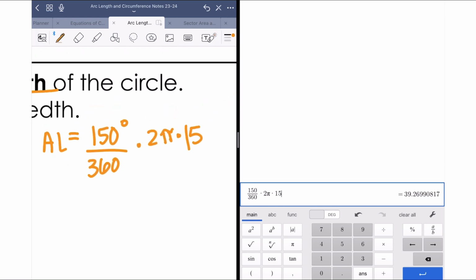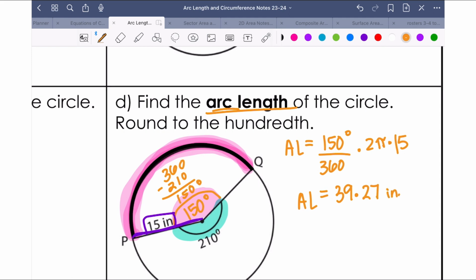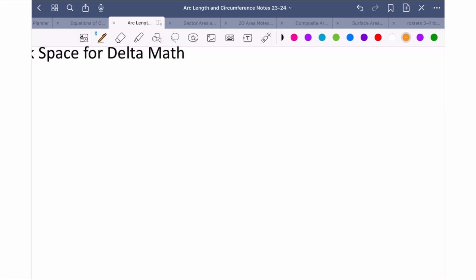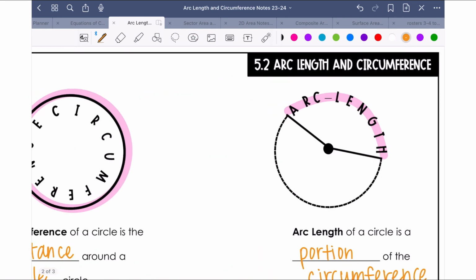So we're rounding to the hundredths. That is going to be 39. I need 2 numbers in my answer. So 26, but after the 6 is a 9. So that makes the 6 a 7. And this is inches. Okay, that is it. All right, you're going to have a Delta Math to complete, so you can use the back page to write all your work for those, okay? Have a good day.